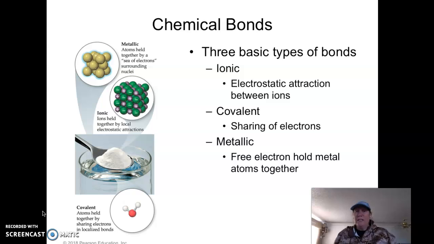There's three basic types of bonds that can occur. One is ionic, and in ionic, there's an attraction between ions. Basically what happens is electrons are transferred from a metal to a non-metal, and then you form these ions, your cations and your anions, and then they're attracted to each other because they're positive and negative. Then there's covalent. Covalent is where you actually share electrons. They form molecules. They don't transfer electrons. Instead, they stick together and they share their electrons.